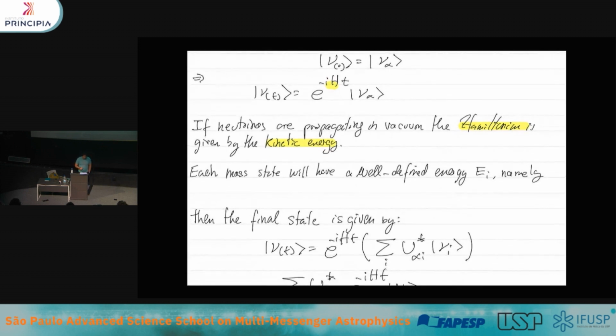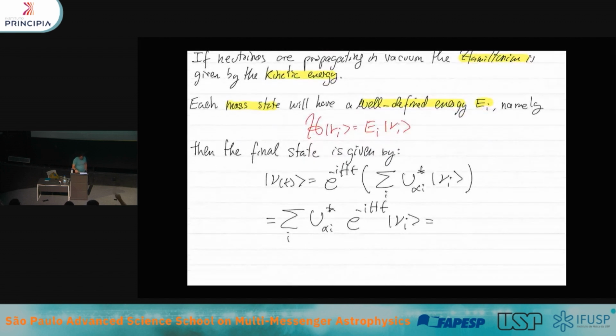And that means that each of these mass states will have a well-defined energy, which I'm just going to call E sub i. What does that mean in symbols? That means that if I apply this Hamiltonian to the nu i, I get some energy eigenvalue times my nu i. So that's the definition. And so then what you can do is compute the time evolution.